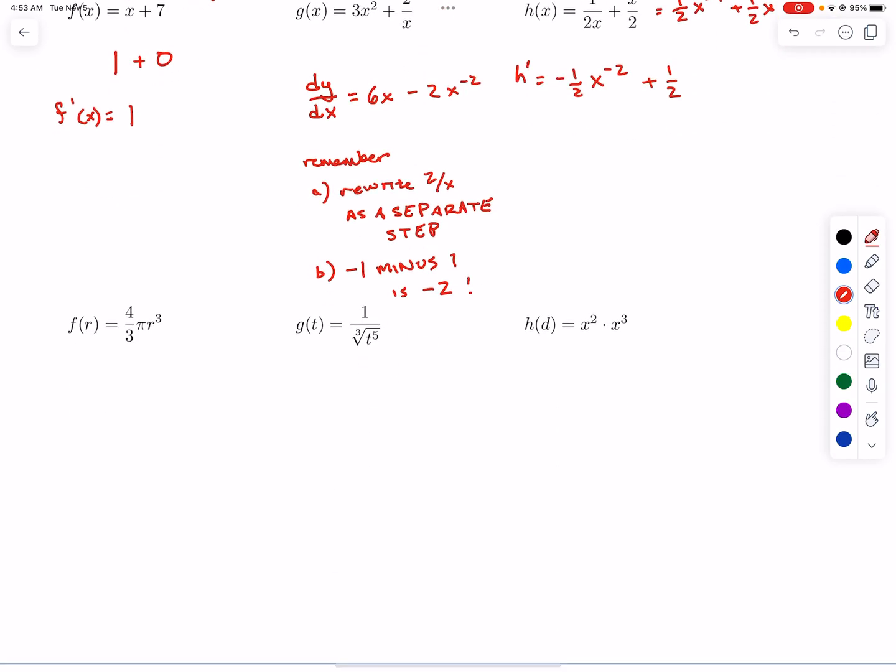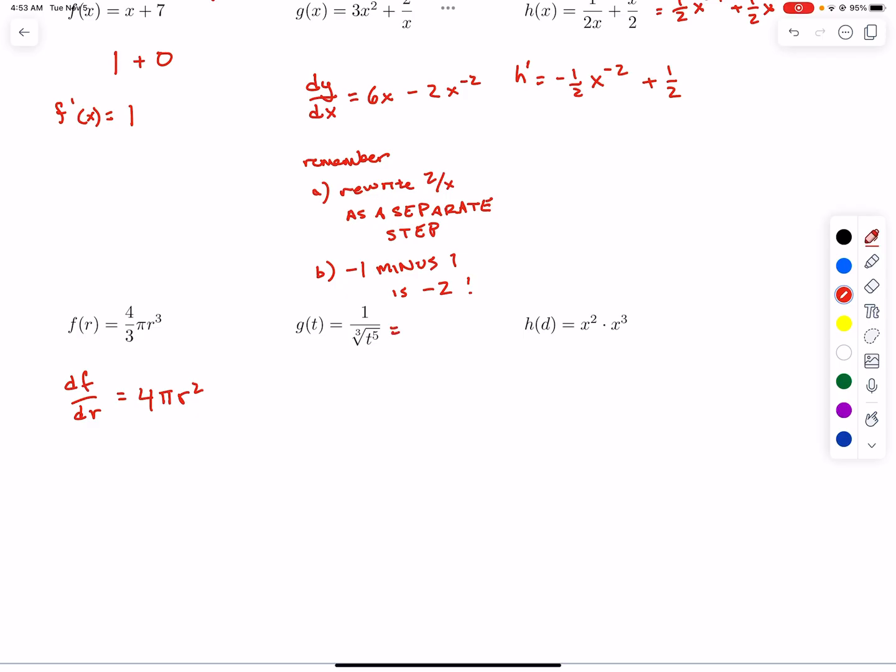Okay, this is f of r, so this is going to be df dr. Pop the 3 down in front, it cancels with the 1/3. Derivative of the volume is the surface area. Coincidence? Not for circles.